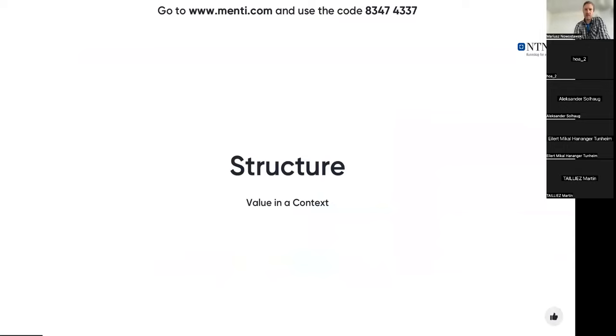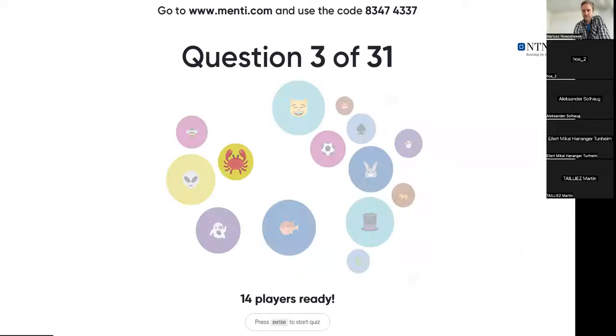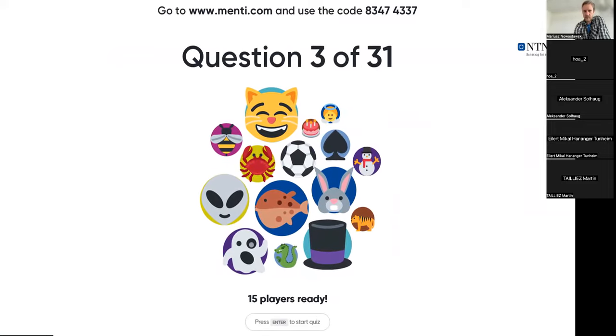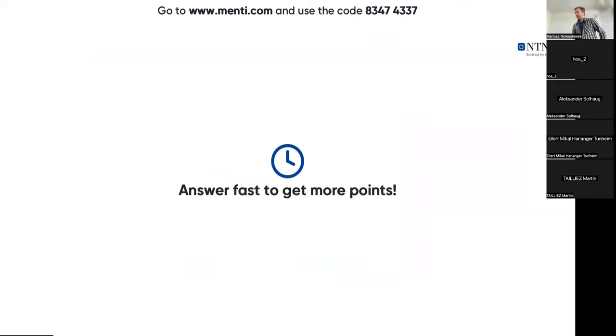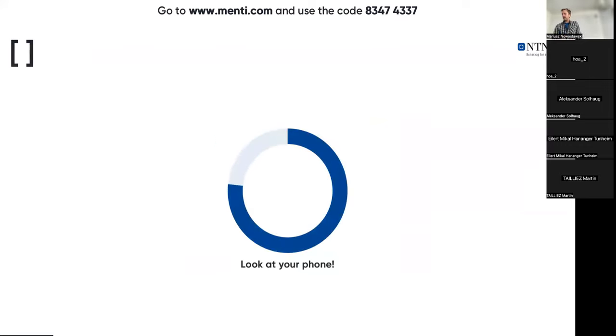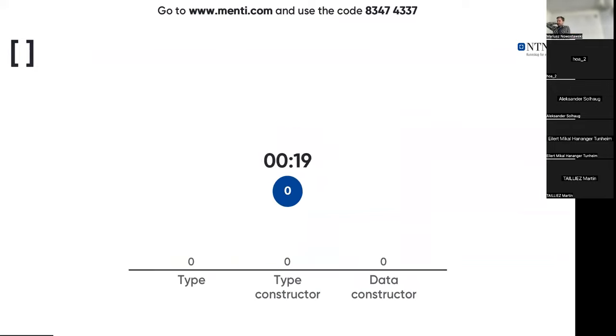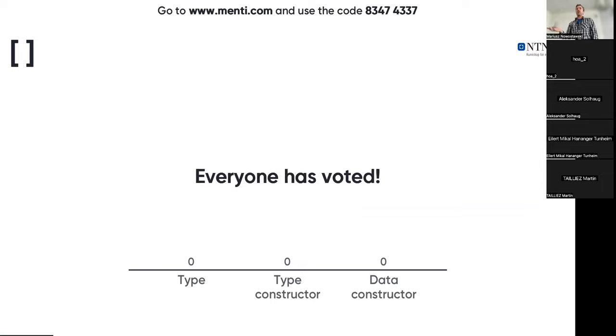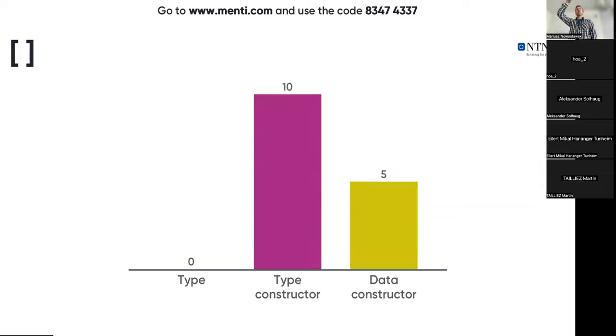So we're dealing here with structures, and the structure is kind of like a value in a context. So the next one, going back to the square brackets. So in the exam, you will have questions possibly like those, and you will have a multi-select. So if there are two correct answers, you have to select both, right?